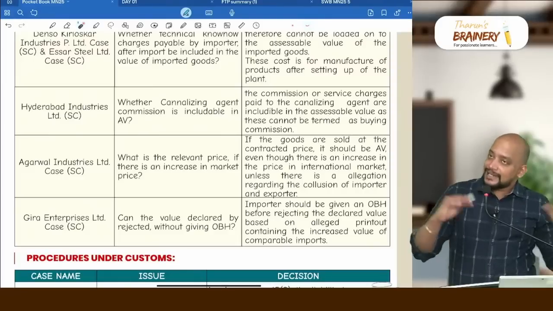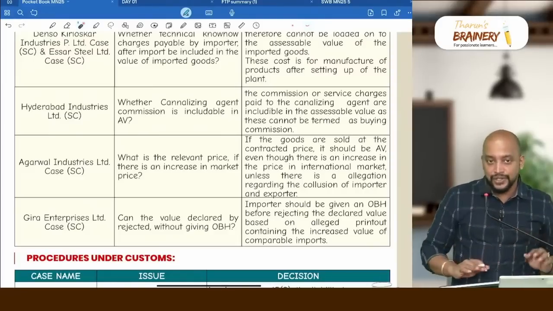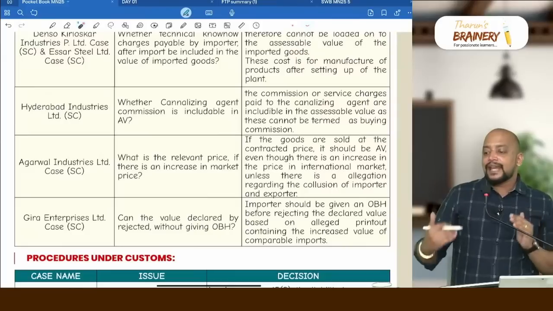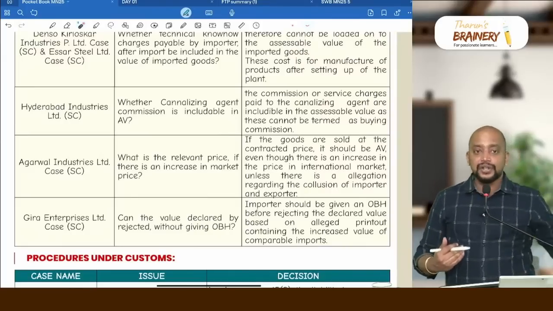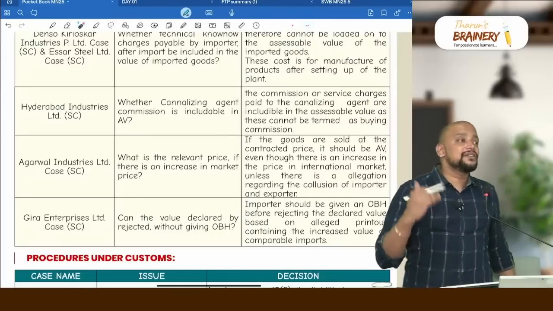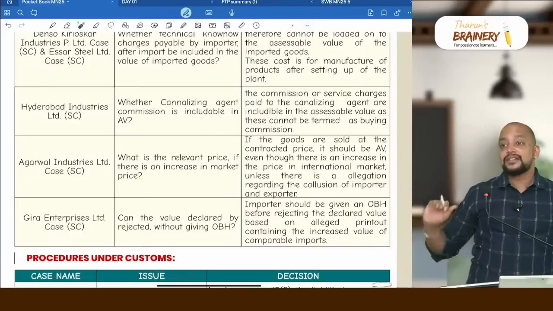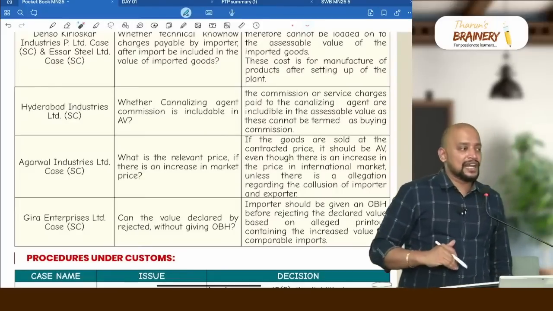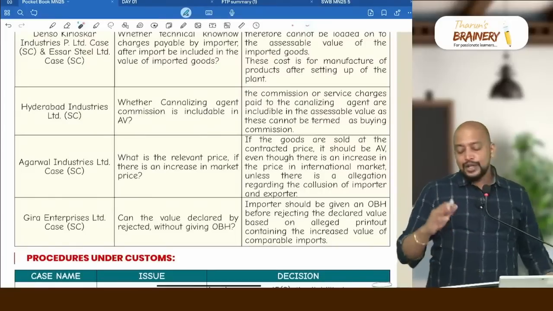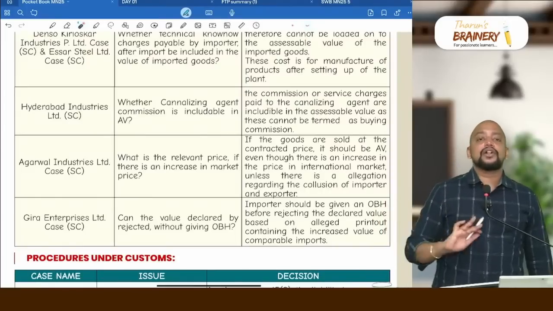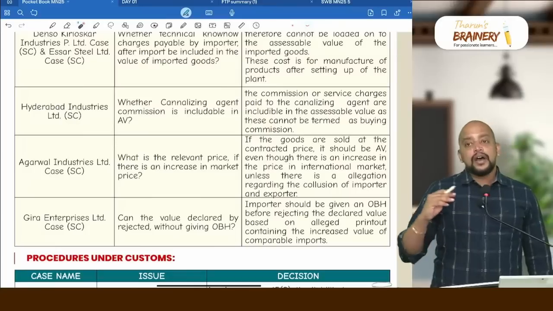Actually, per se, it looks like commission paid to a buying agent, but a buying agent is different from a canalizing agent, because whenever some goods are reserved for state trading enterprises only, they should import it in their name, and for that reason they are doing it. So therefore this commission cannot be called buying commission.